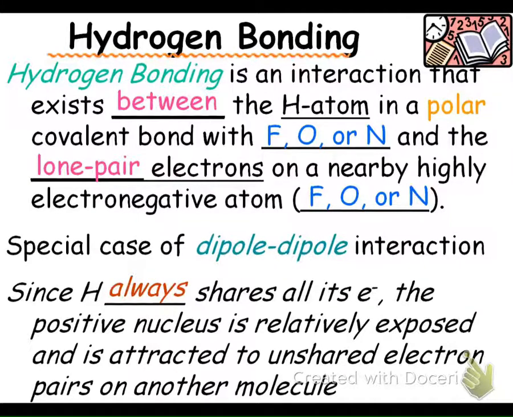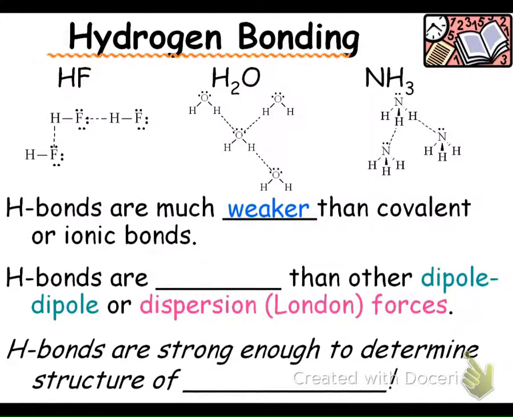Since hydrogen always shares all of its electrons with a positive nucleus, it is relatively exposed and attracted to unshared electron pairs on another molecule, which is why, even though this is a dipole-dipole force, it is considered its own type of intermolecular force because of that hydrogen there. And so hydrogen bonds are much weaker than covalent or ionic bonds, but they are actually stronger than dipole-dipole or dispersion forces. So that's why we used to think it was our strongest. Ion-dipole is actually a little bit stronger than a hydrogen bond, though. And hydrogen bonds are strong enough to determine the structure of ice and proteins.